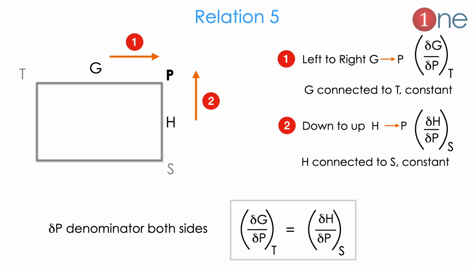Here the constants are important, where the starting thing G is connected to T, meaning we have to write it as constant. Similarly, H is connected with S, which is constant. The same way we can derive all other equations.